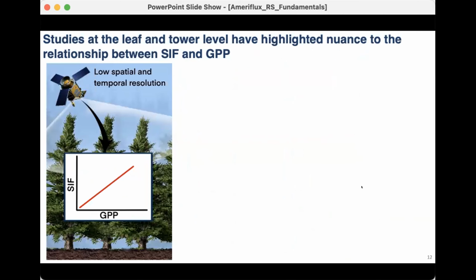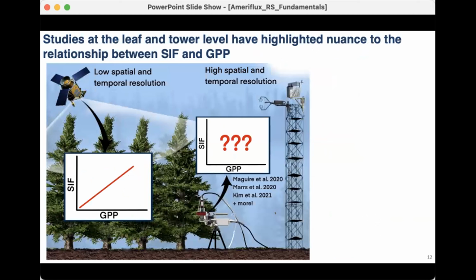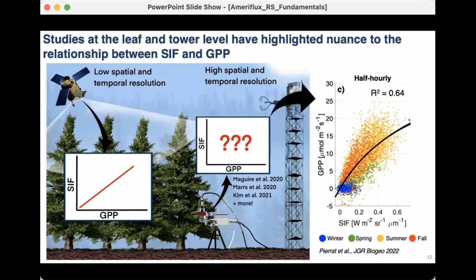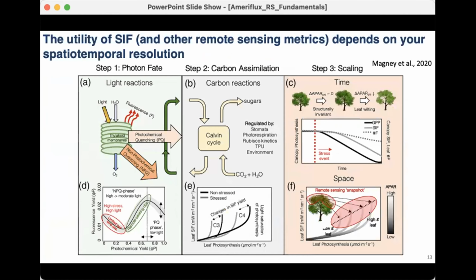Okay, so studies at the leaf and tower level have also highlighted nuance to the relationship between SIF and GPP. At low spatial and temporal resolutions from satellite, we generally see a linear relationship between SIF and GPP. But at higher spatial and temporal resolution, there have been a lot of studies coming out recently that show places where SIF and GPP diverge. There's also this curved structure between SIF and GPP. So it's a nuanced relationship. It's maybe not as one-to-one as we might like it to be, but generally the utility of SIF and other remote sensing metrics depends on your spatiotemporal resolution.